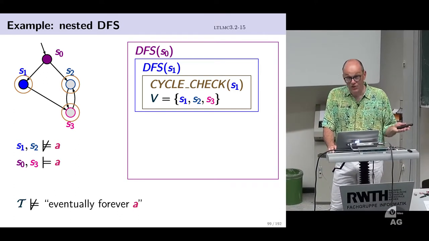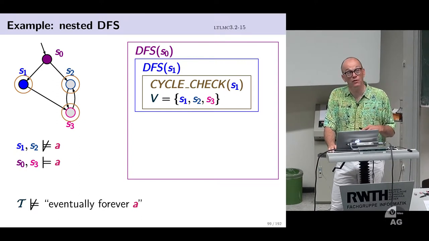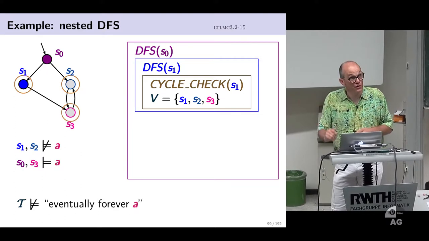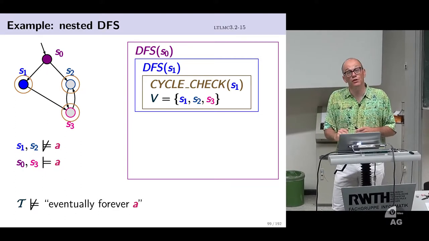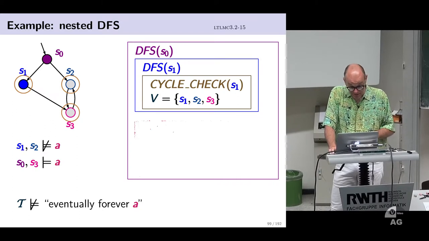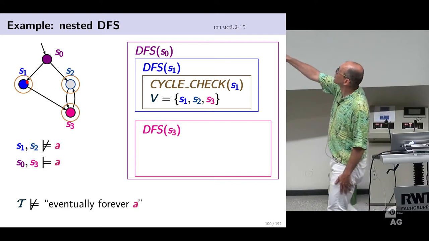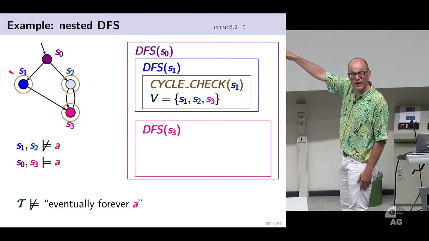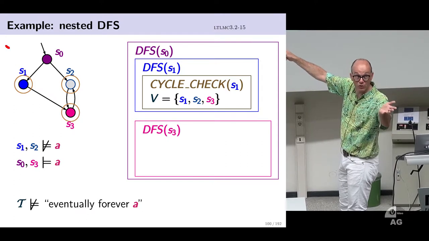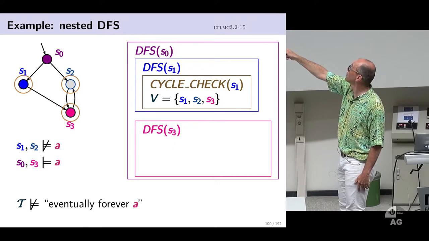So I've done my cycle check for S1. Conclusion, S1 doesn't lie on a cycle. So that means continue our orange, the outermost depth first search. I'm going to look for other reachable non-A states. So I go back. I do a DFS of S3. Why? Well, that's where we stopped, right? That was a bad guy. We initiated the cycle check. Conclusion, no cycle. Now we continue with the orange one. That means we now continue with S3.